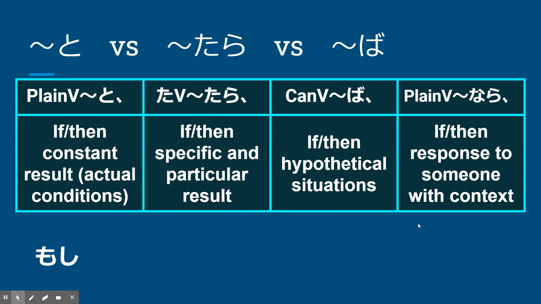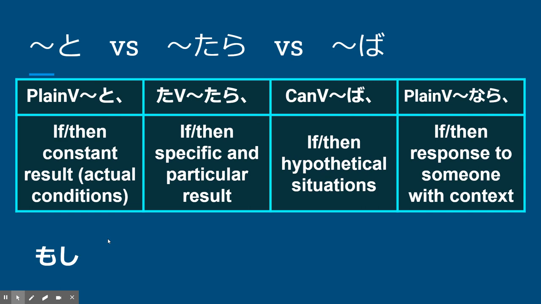It could be used for when, but when is usually with toki. I have moshi right here at the very bottom. Moshi is to emphasize the if part of the sentence, and it's a time thing, so you can put it at the very beginning of a sentence. So, rei ni, for example, I can say, watashi wa gakkou ni iku to.